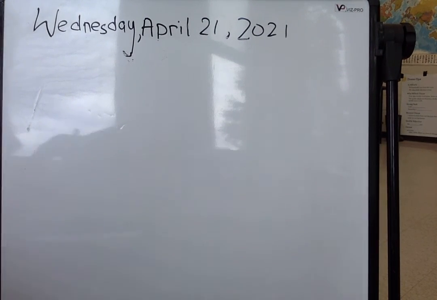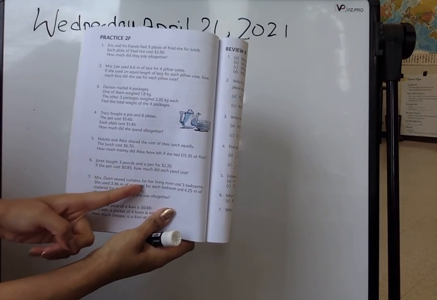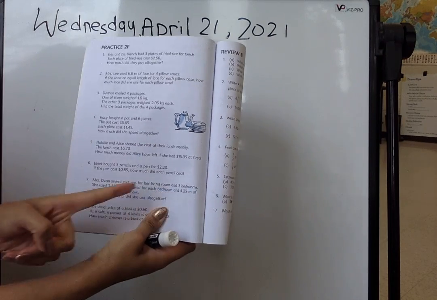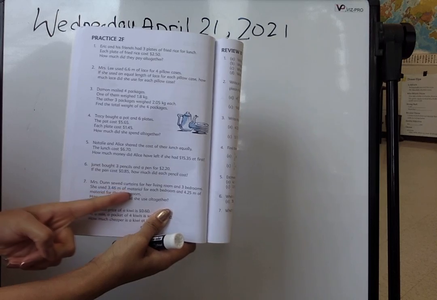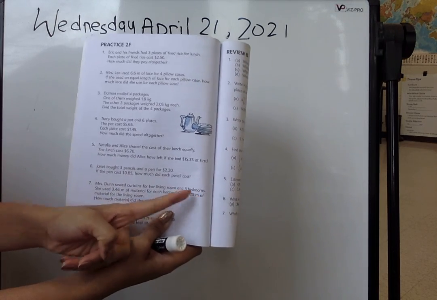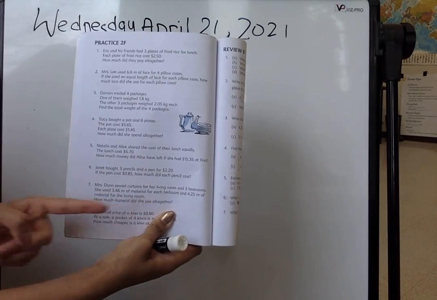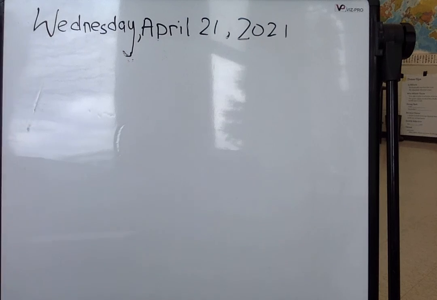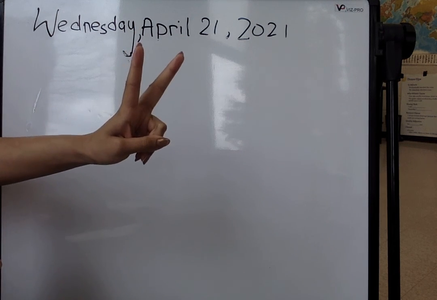Question 7 says, Mrs. Dunn sewed curtains for her living room and 3 bedrooms. She used 3.46 meters of material for each bedroom and 4.25 meters of material for the living room. How much material did she use altogether? Okay, so we know that our first step is we need to multiply something. Again, this is a 2-step problem.